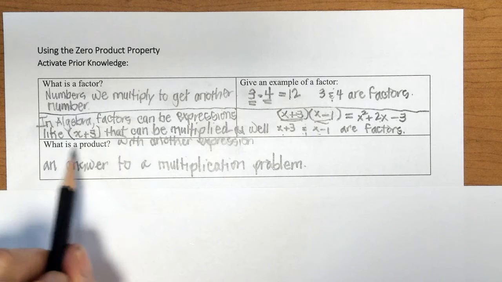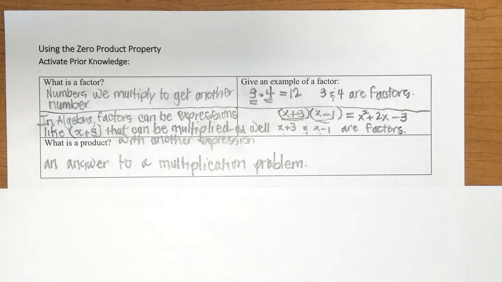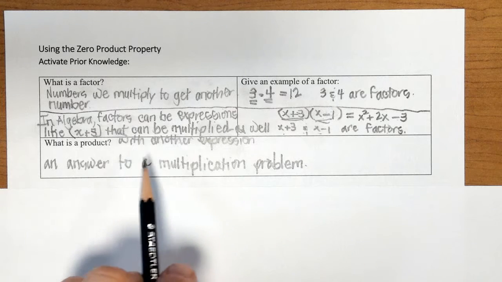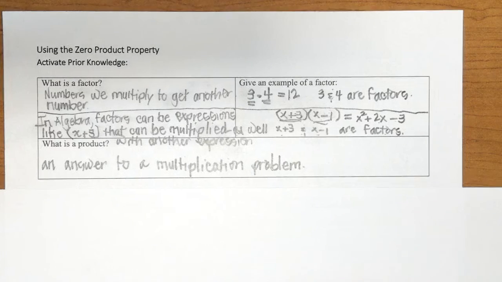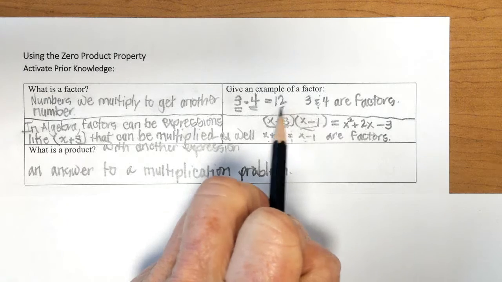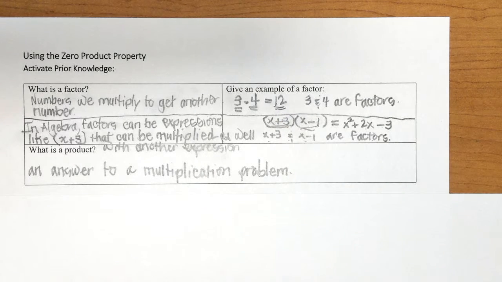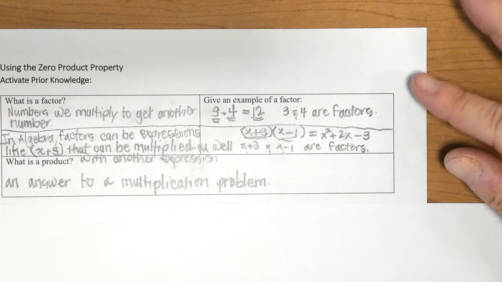The next box is, what is a product? Well, I'm hoping that you remember that a product is an answer to a multiplication problem. So up here, the product is 12. Okay, so let's move on.